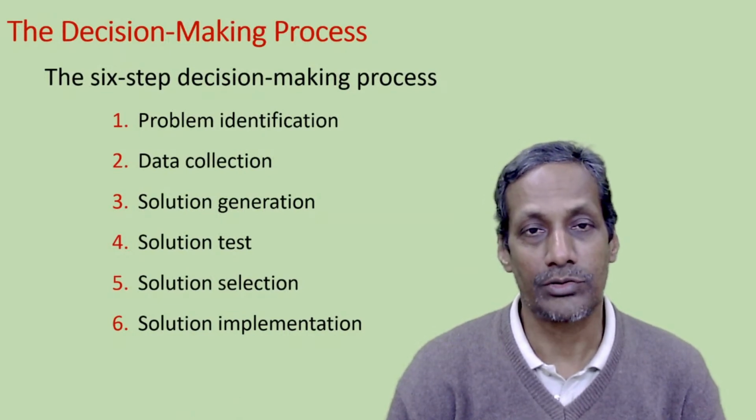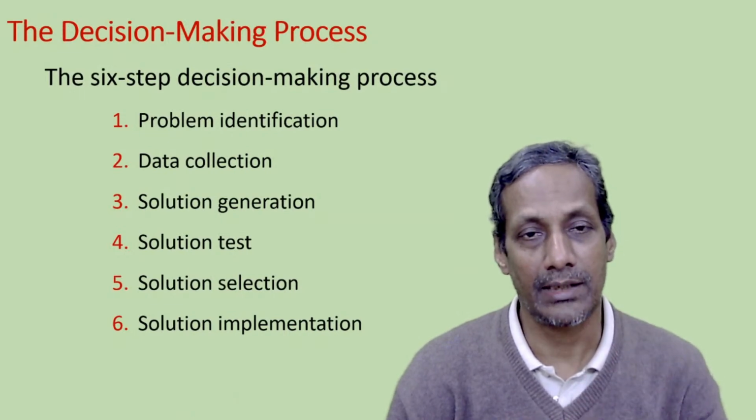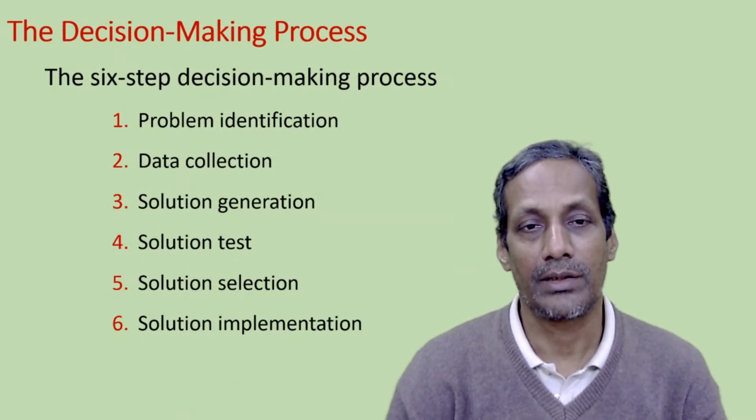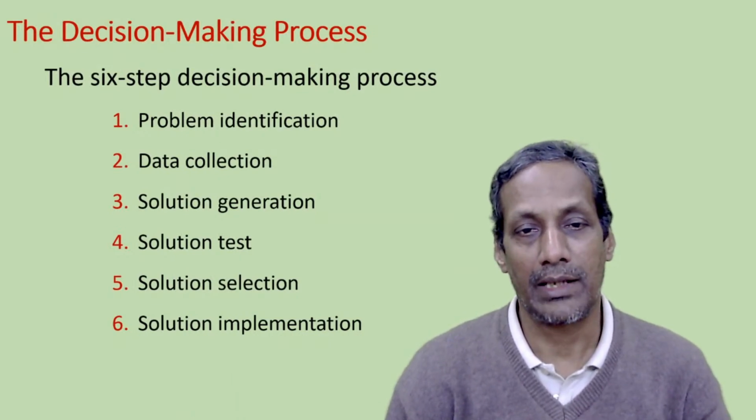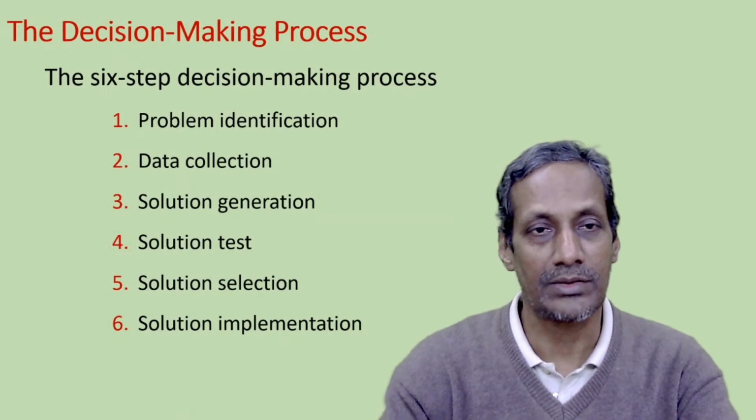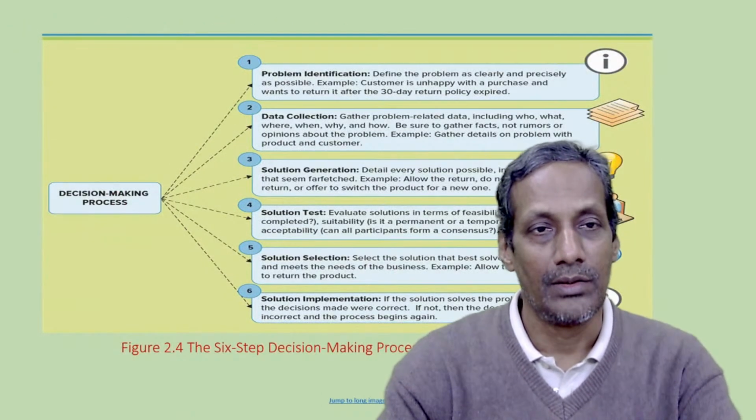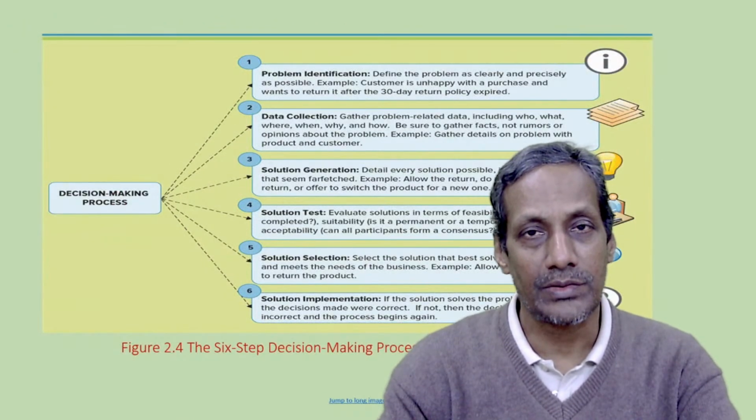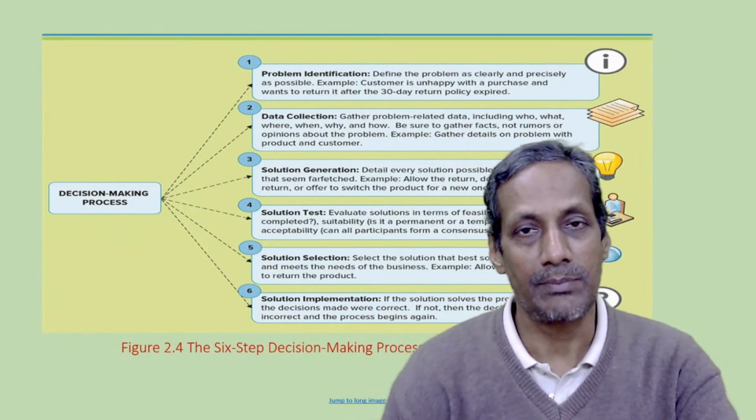Solution generation and solution test. These are the design things. Test and selection are the choice phase, and then you have the implementation phase. This is what we discussed. So the decision-making process goes through all these steps.